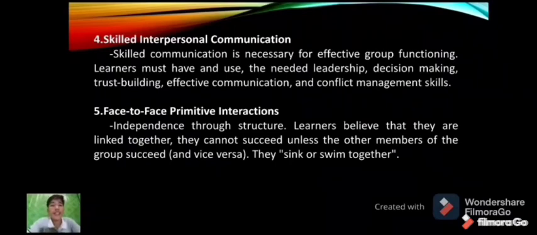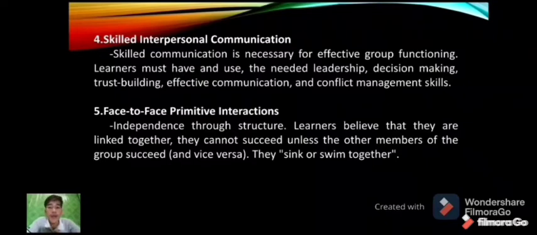Number 4, skilled interpersonal communication. Skilled communication is necessary for effective group functioning. Learners must have and use the needed leadership, decision-making, trust-building, effective communication, and conflict management skills.